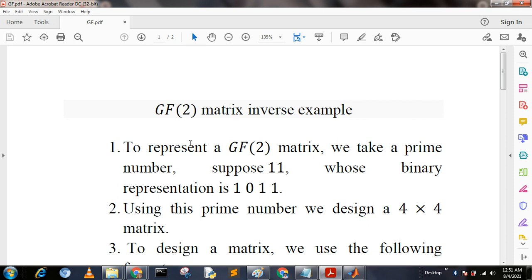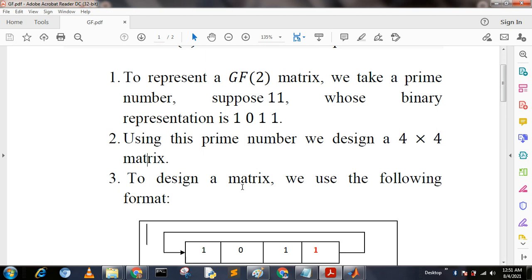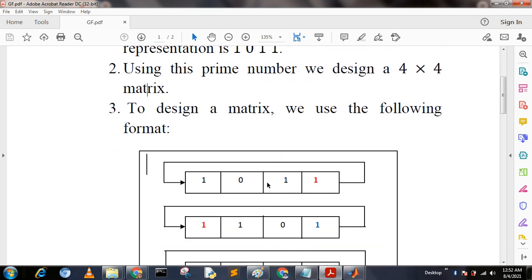Now start with the lesson. To represent a GF2 matrix, we take a prime number, say 11, whose binary representation becomes 1011. Using this prime number, we design a 4 by 4 matrix. To design the matrix, we use the following format. First of all, we write the prime number using the following pattern, whose binary value is 1011.